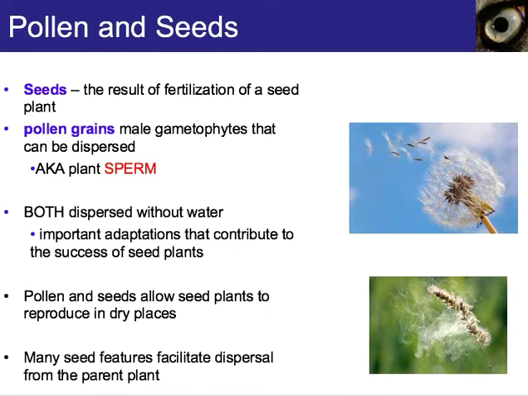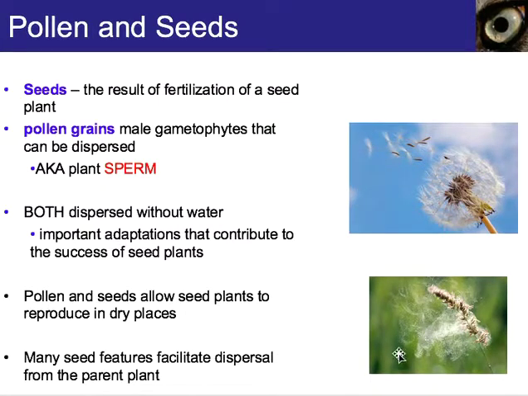Pollen and seeds allow seed plants to reproduce in dry places, and many seed features facilitate dispersal from the parent plant. So here's an example. We all are familiar with dandelions, and dandelions have adapted to be dispersed in the air because when you blow on a dandelion, all the little white fluffy things with the seeds at the end are going to disperse.